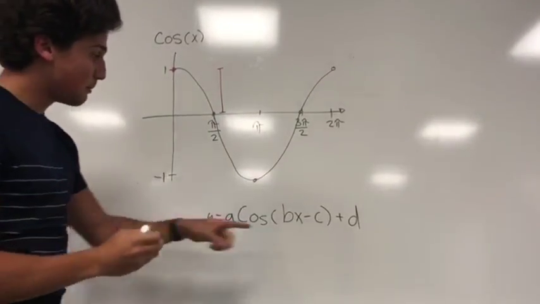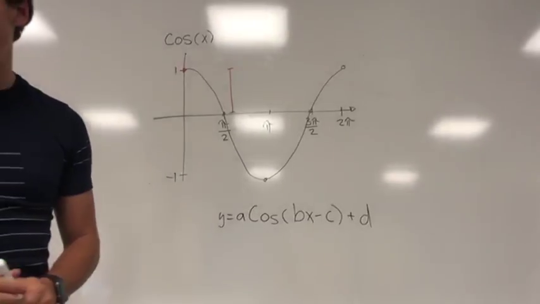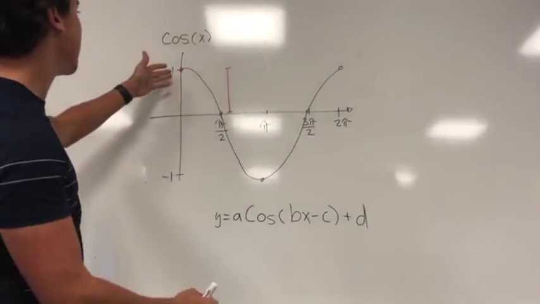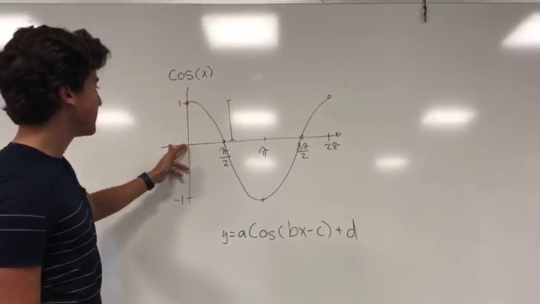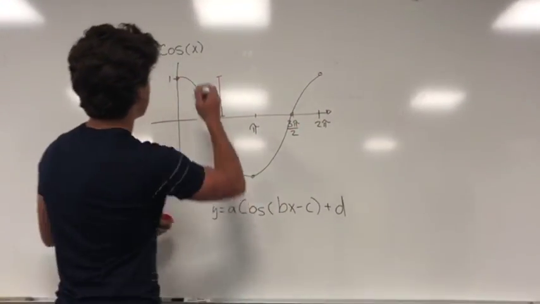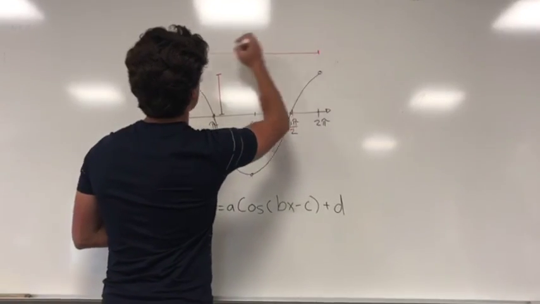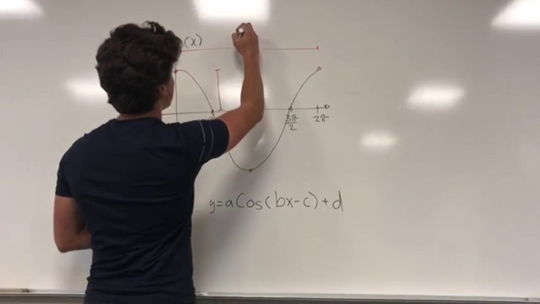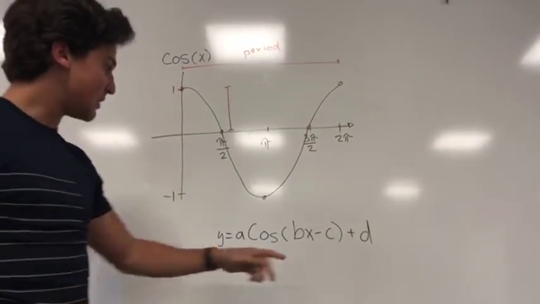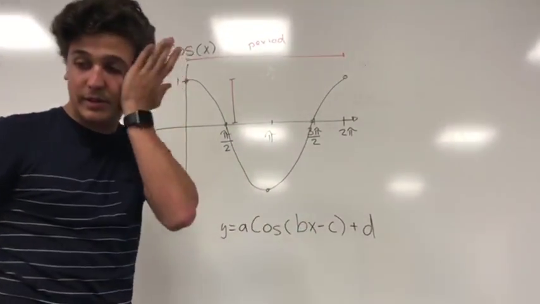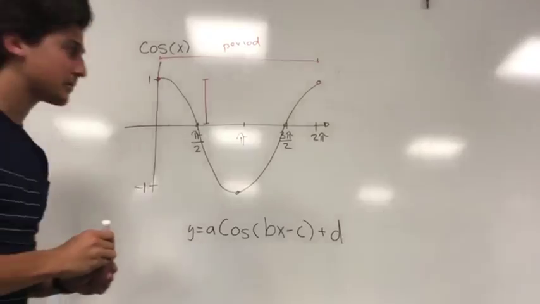Then B stands for the period. This means the distance that the graph is covering. So in this case, it's going all the way from 0 to 2 pi. So we're gonna know that this is gonna be our period. Then x is a variable, so it varies in each equation.